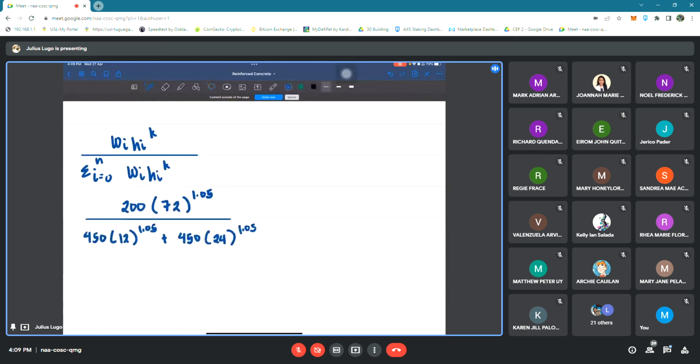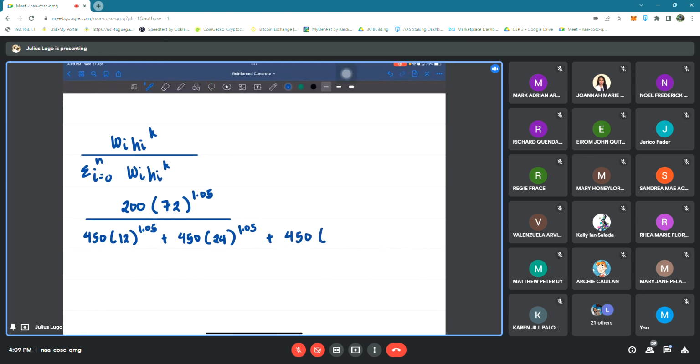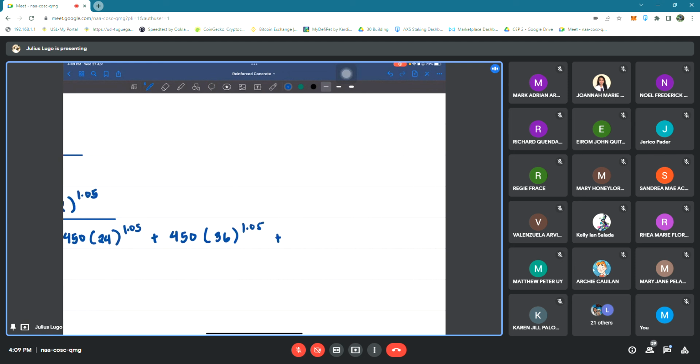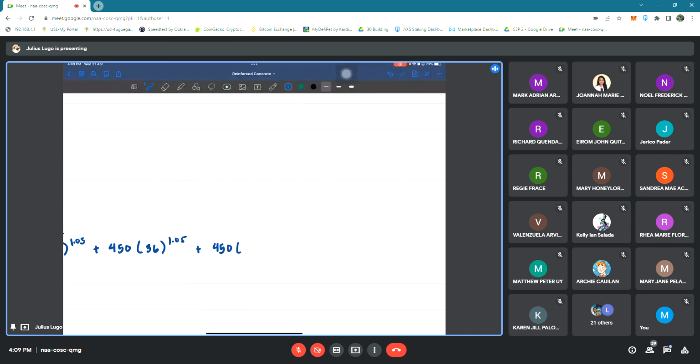Okay, plus 450 multiplied by 24, that's 36, right? 36 raised to 1.05. And then plus, ilang levels na tayo? We have 1, 2, 3, 450 multiplied by 48, tama ba? 48 raised to 1.05 plus 450 times 60. Tama ba? 60? You have 60 na.